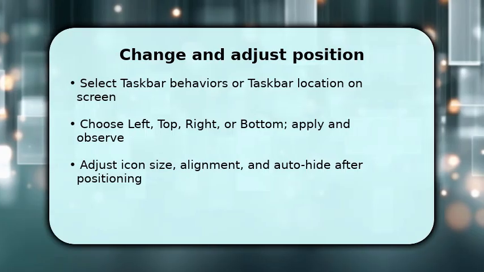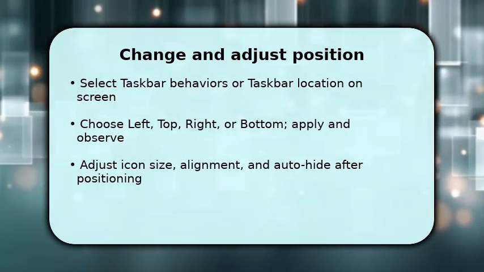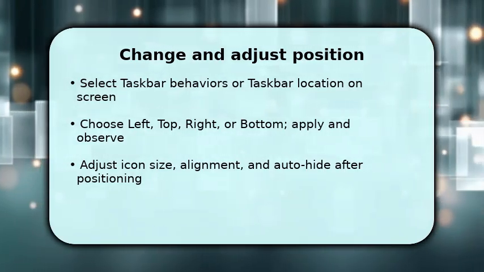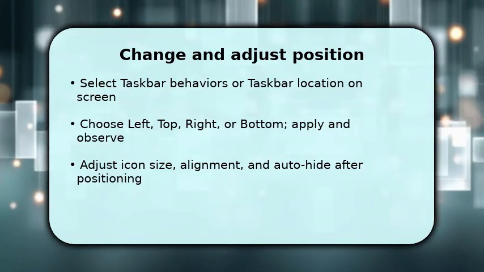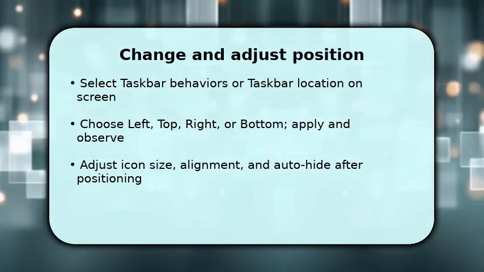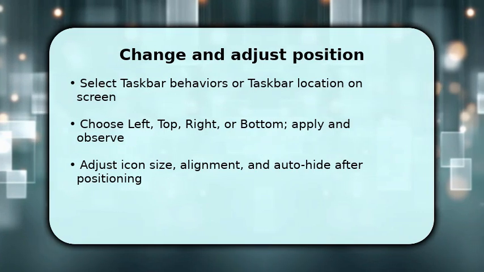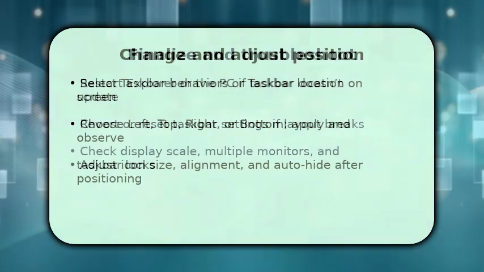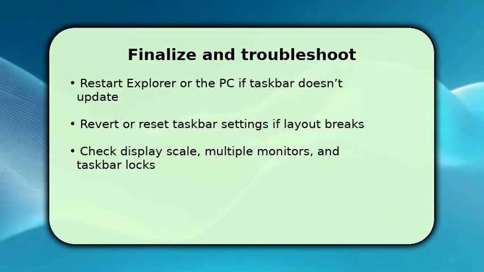Make fine adjustments next. Set icon size, alignment, and enable or disable auto-hide for a stable layout. Once you've confirmed visibility, save your workflow preferences and continue to final tweaks. Finish by confirming the taskbar behaves across apps and multiple displays.